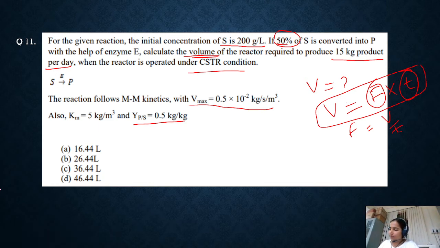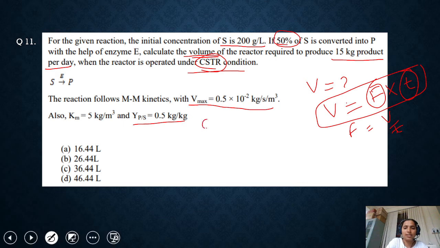So how do we find the F? That is the most important part. And the second most important thing that is given here is CSTR, because we have to take the formulas from the CSTR condition. Let's start this question. For CSTR, when the continuous stirred tank reaction is occurring, normally what happens? Let's write it in the form of T, it will be easier. T equal to S naught minus S upon minus of RS.